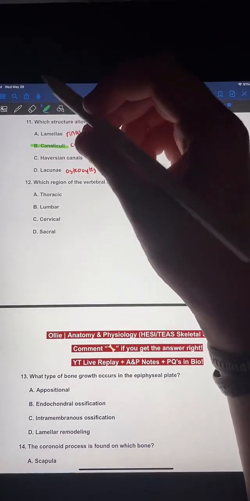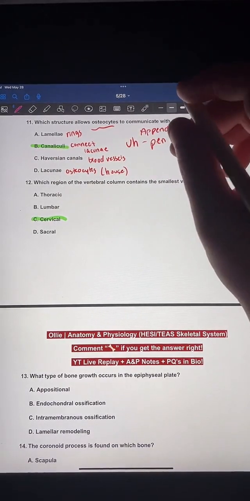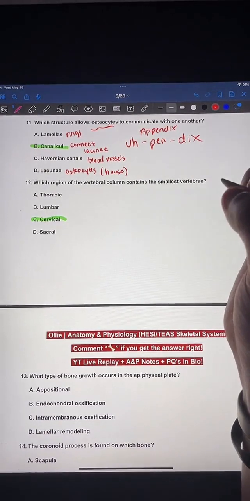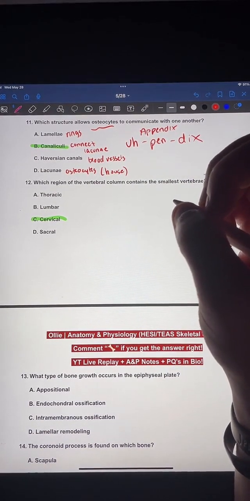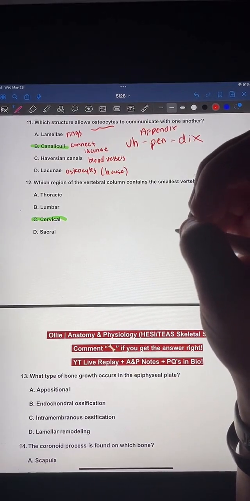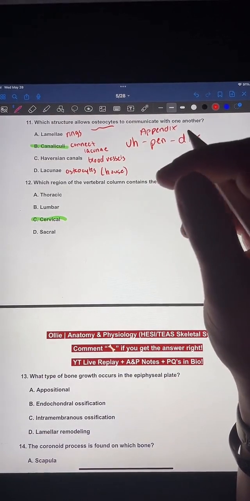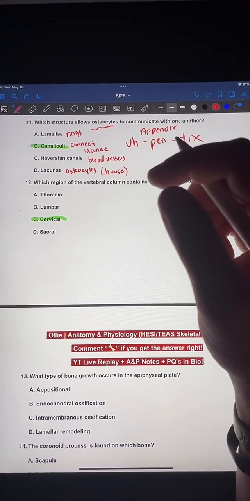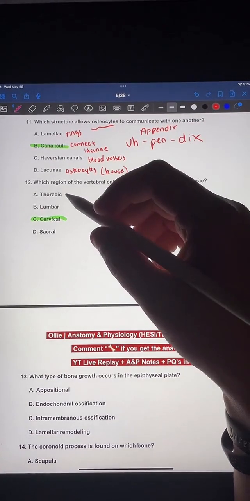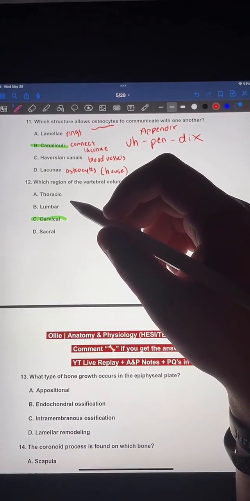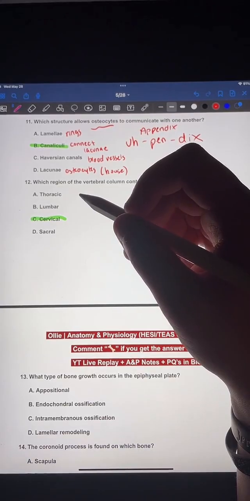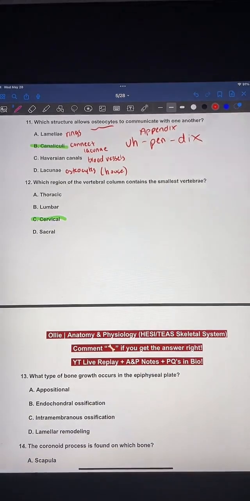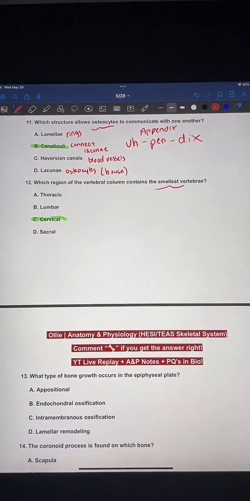Fantastic. It is C, cervical. Drop a bone down in the comments if you got it right. Cervical vertebrae are the smallest and the lightest. They are designed for flexibility, so you can move your head around, look left and right, looking around for danger and using our senses. Thoracic are larger and articulate with the ribs. The lumbar are the largest and strongest. Sacral are fused. So the cervical are our smallest.